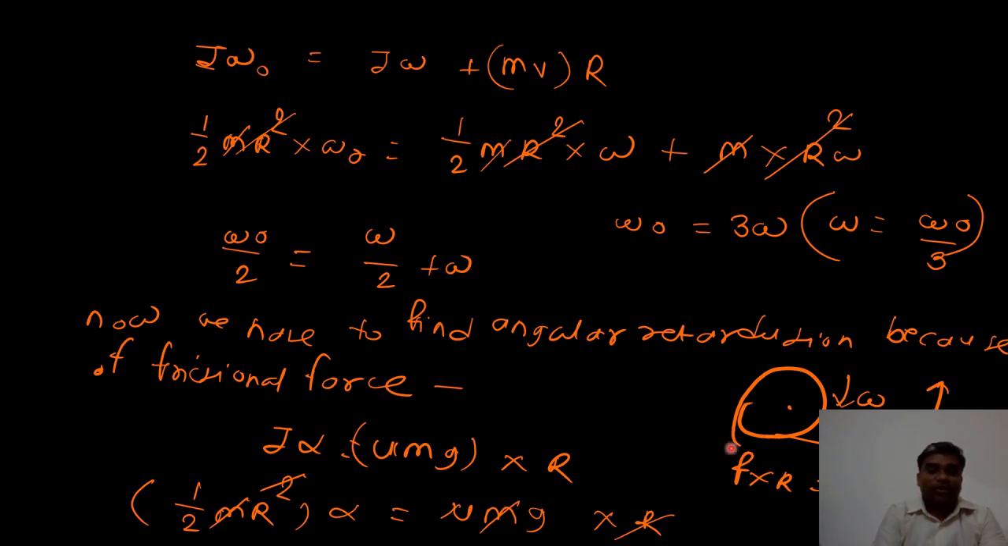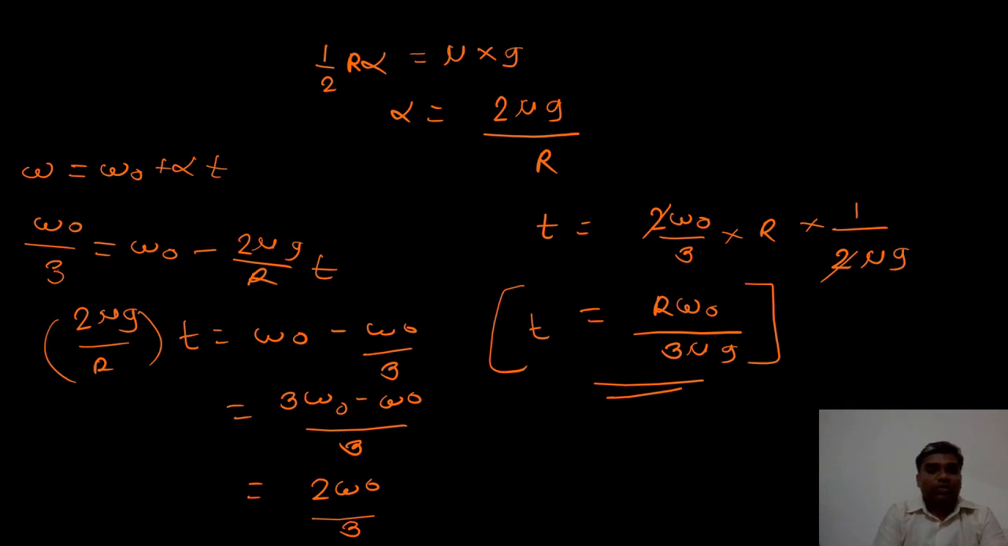So we can write I alpha is equal to mu mg, that means mu into normal, into r, which gives you here alpha is equal to 2 mu g upon r. Basically this alpha is minus 2 mu g upon r because it's a retardation.